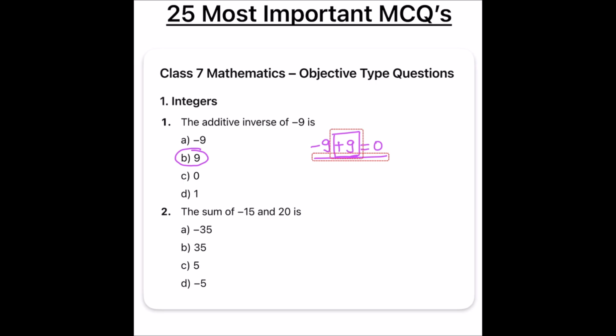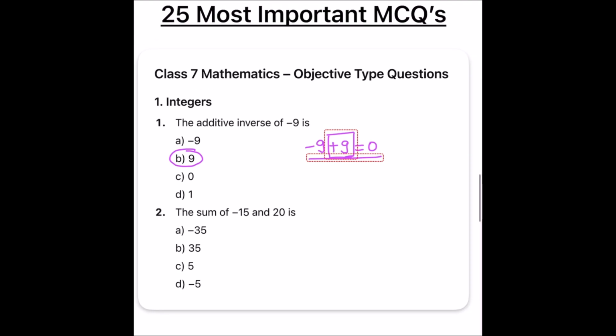The second one is the sum of -15 and 20. So when we add the two numbers, let's write it here again, -15 plus 20. Here we see that there is a negative sign and a positive sign. When we add negative and positive, the minus and plus will result in the operation of subtraction. So 20 minus 15 will be 5. And the sign of the answer will always be that of the bigger number, in numerical value. Here the bigger number is 20, so this will be +5. So our final answer will be C, which is +5.